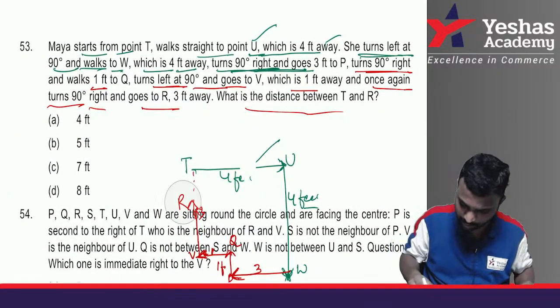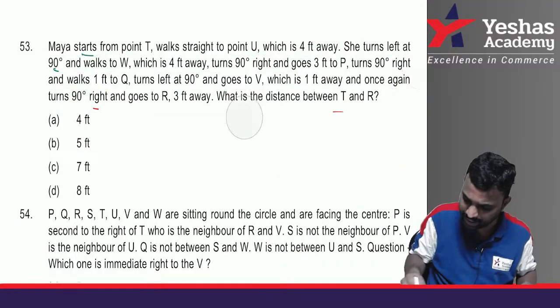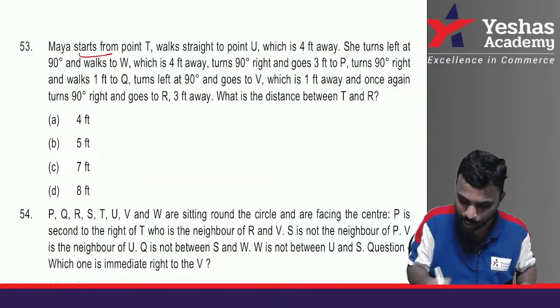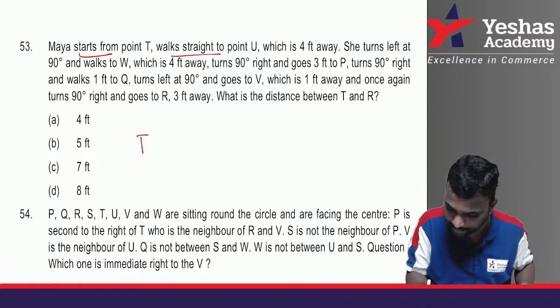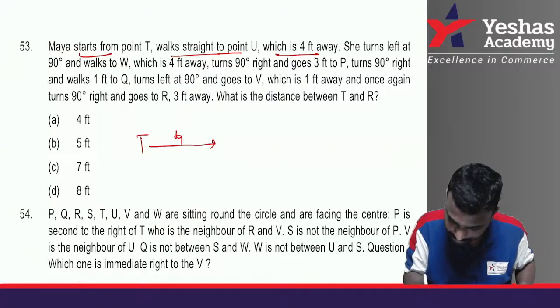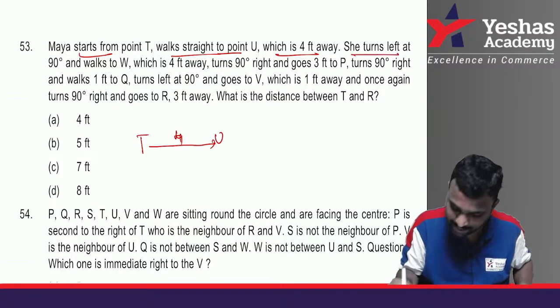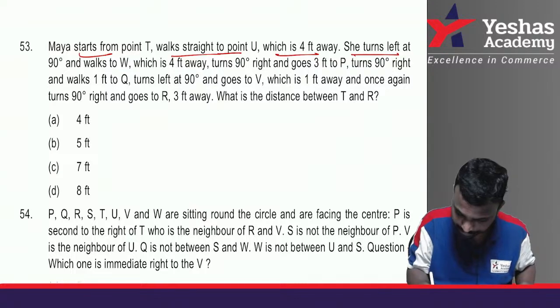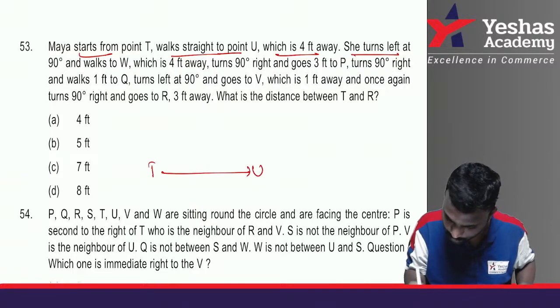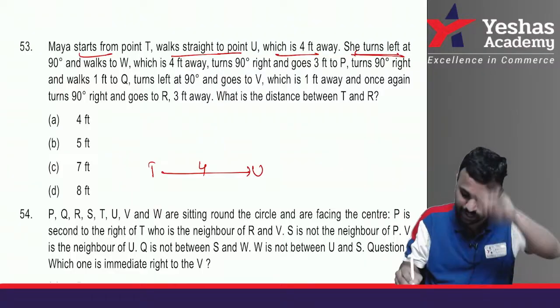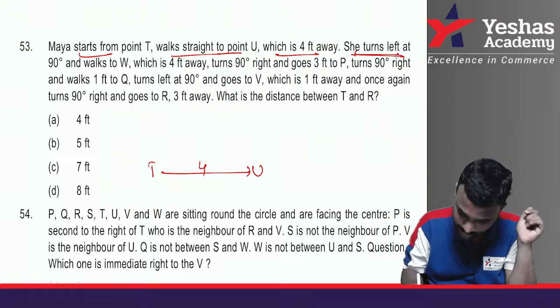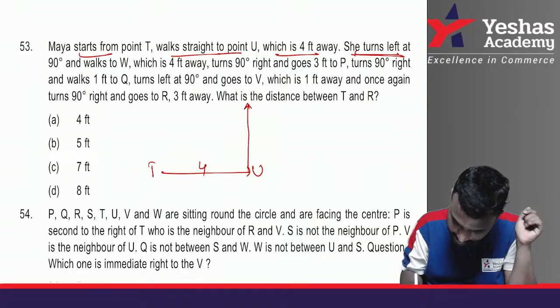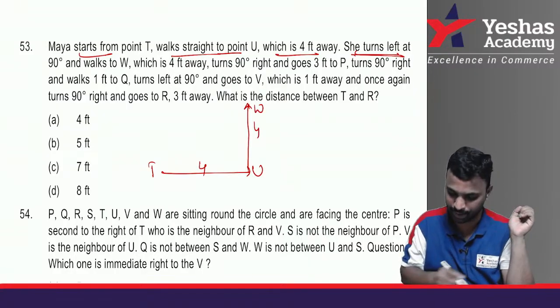I think we missed out something over here. Let me just redraw it once again. Maya starts from a point T. From this point T, she walks straight to point U, which is 4 feet away. This is point U. She turns left. Left is upwards. Yes or no? Left is upwards. So I think that's where we made a mistake. So 4 feet towards U. She turns left. Left is upwards. Right is downwards. So how many feet did she go? 4 feet again to reach the point W.